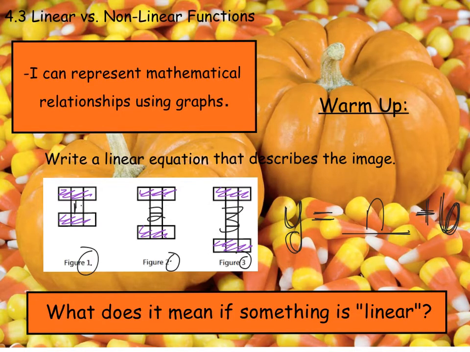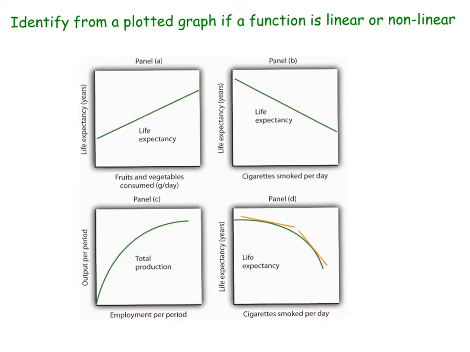And so a review from the other day is, what does it mean if something's linear? And remember, linear means a straight line. We're looking for a straight line and a constant rate of change, or a constant slope. And so just by looking at the graphs, we need to determine if the function is linear or nonlinear. Notice straight lines for these top two, they're linear. And then bottom two both have curved lines of some kind, so they're nonlinear.